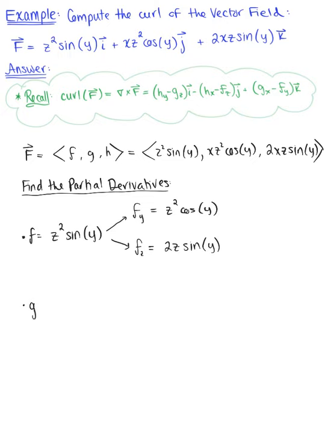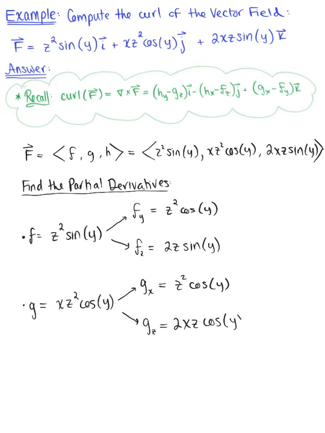Moving on to our g component, the g component here is defined as x times z squared times cosine of y. We want to use this component to find the partial derivative of g with respect to x and the partial derivative of g with respect to z. The partial derivative of the g component with respect to x is going to be 1 times z squared times cosine of y. And the partial derivative of the g component with respect to z is going to be equal to 2xz times cosine of y.